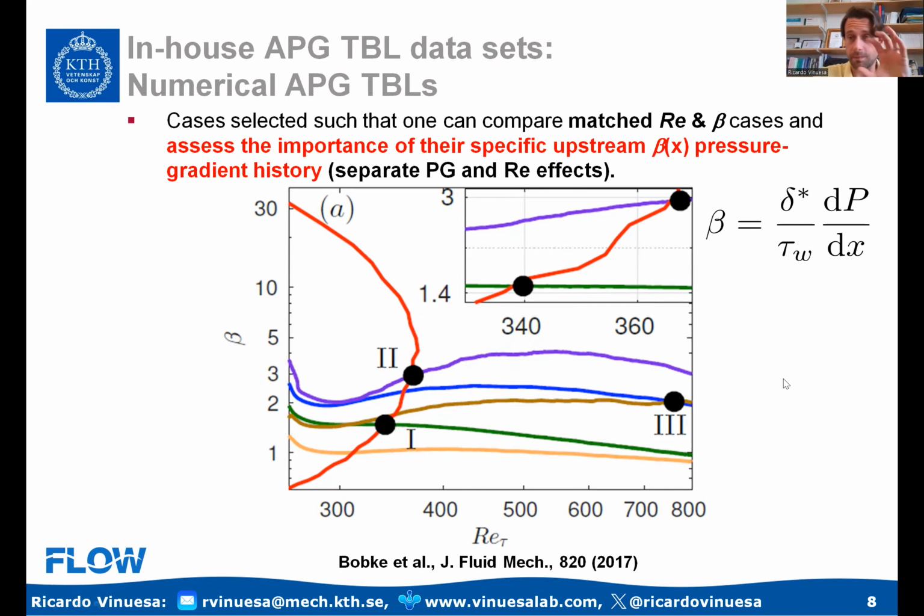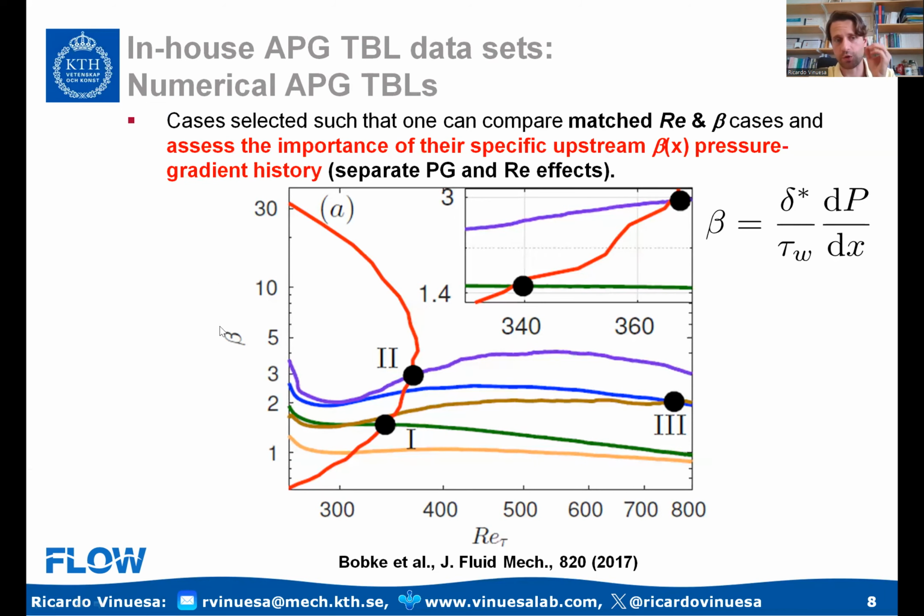And what I'm showing you here in the big figure is in the vertical axis beta, the Rota-Clauser pressure gradient parameter, and in the horizontal axis, the friction Reynolds number. This is work, by the way, carried out by Alexandra Bobke quite some years ago, but still relevant today and perhaps even more relevant due to the new findings that we're having with history effects. The different colors are different cases, different simulations. In red, I'm showing you the wing that I just illustrated with the video.